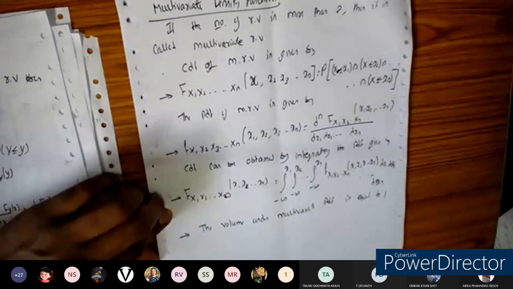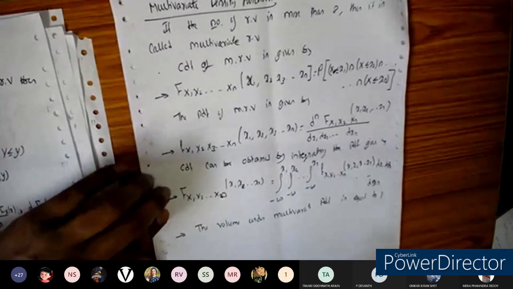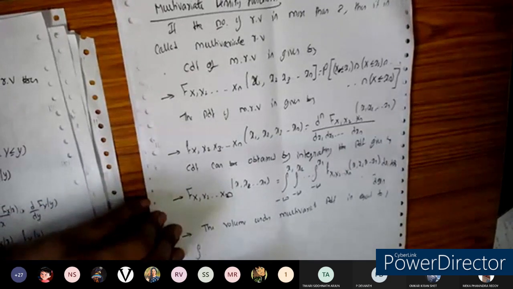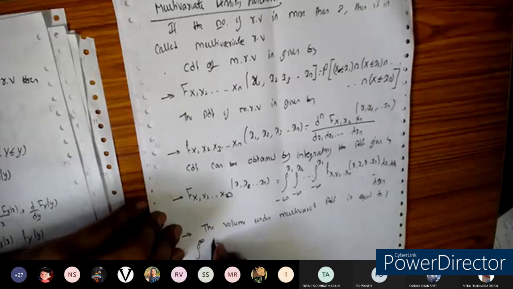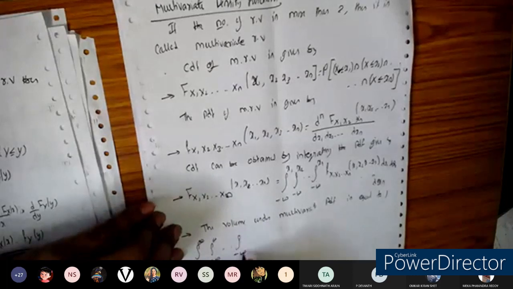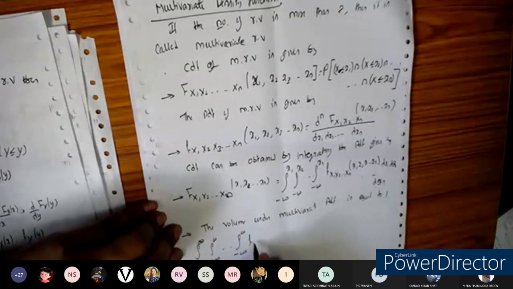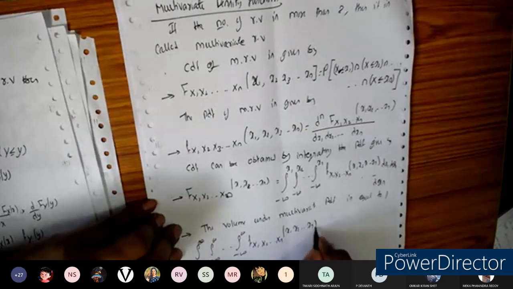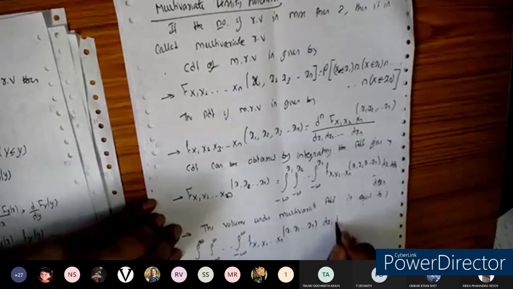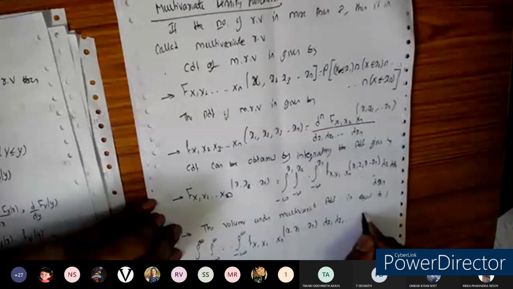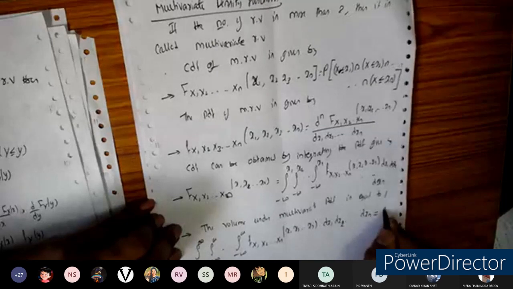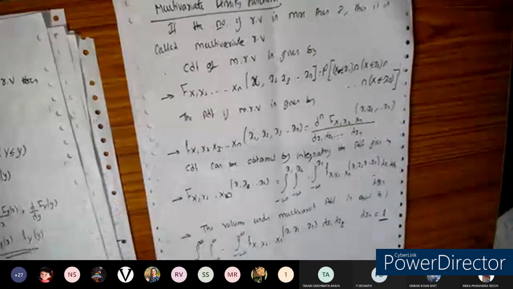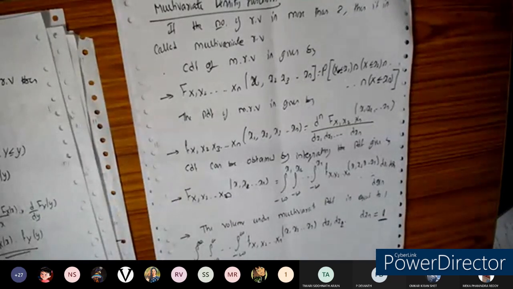This is equal to 1, because whatever the volume under this will be, it is equal to 1. So that is the integral. If you integrate from minus infinity to plus infinity, how many times do we need to integrate? That depends on how many random variables there are. If there are n, we need to integrate n times, up to xn of f(x1, x2, up to xn), with respect to dx1, dx2, up to dxn. So this is equal to 1.